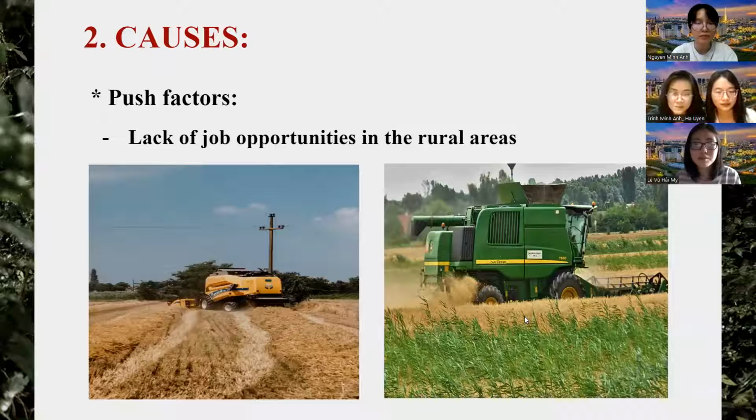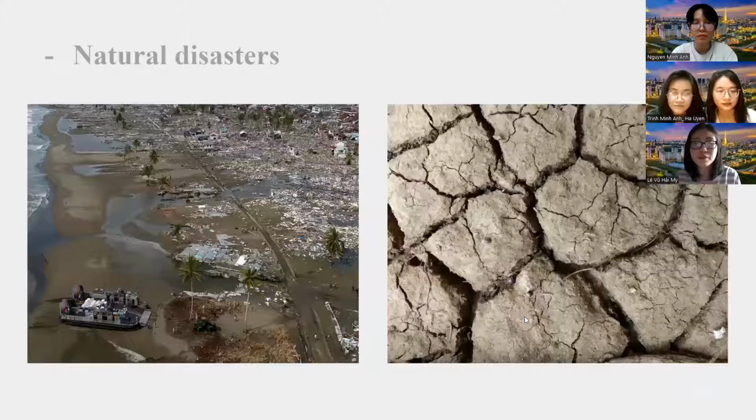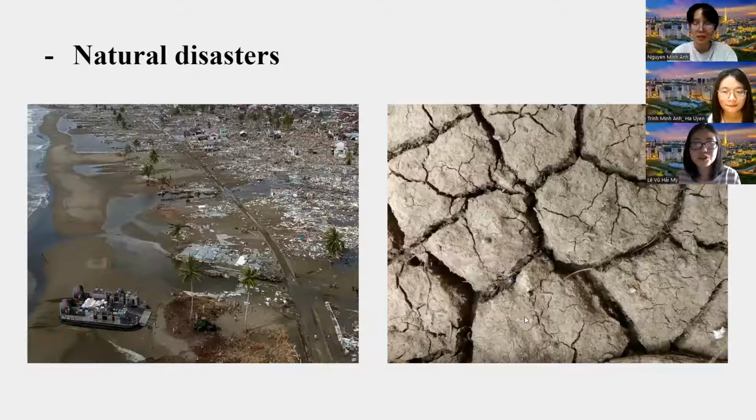Secondly, some people are forced to leave the rural areas due to disasters, such as drought, flooding, or increasing sea levels, which are often exacerbated by climate change and environmental stress.